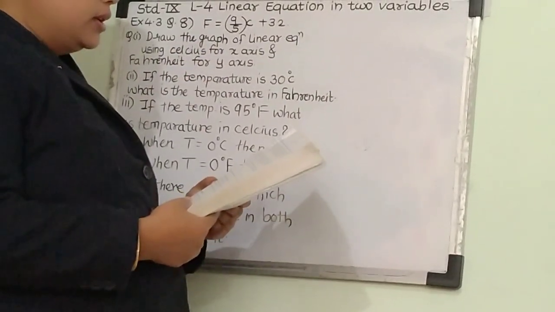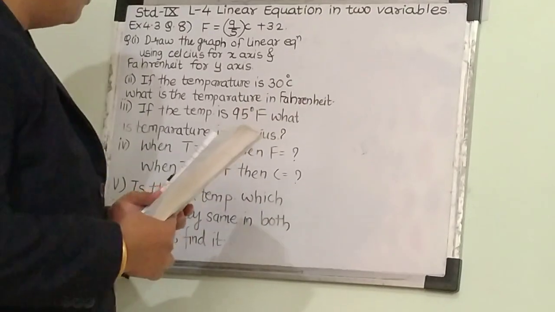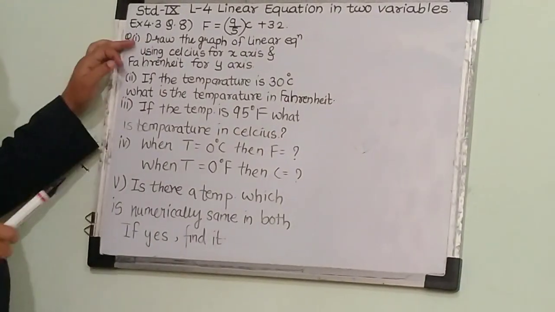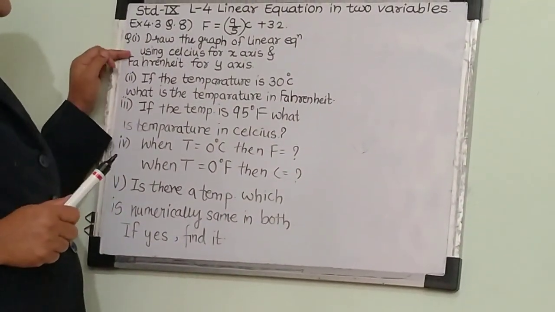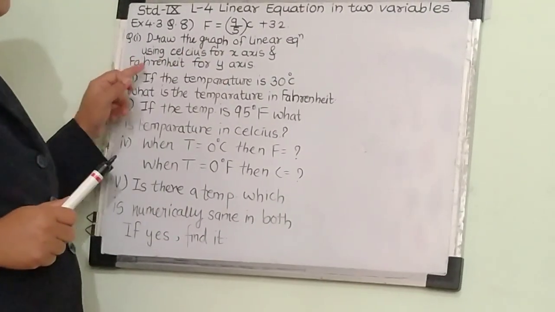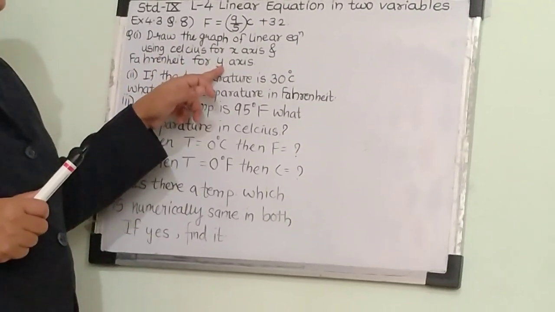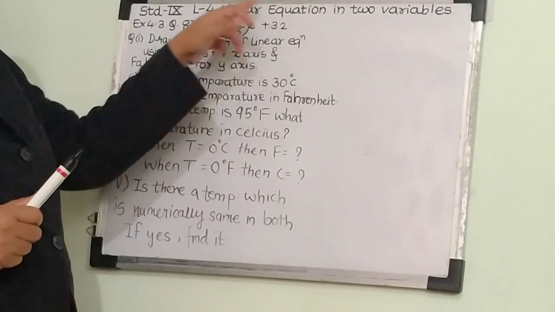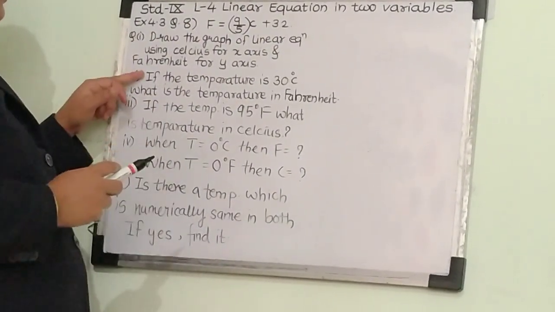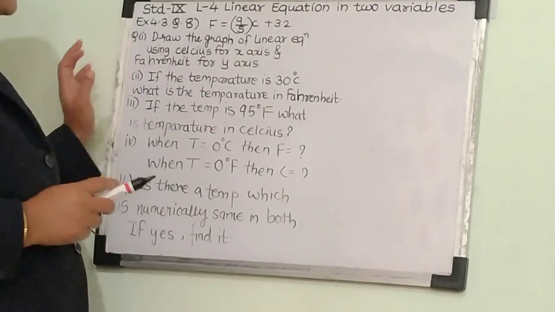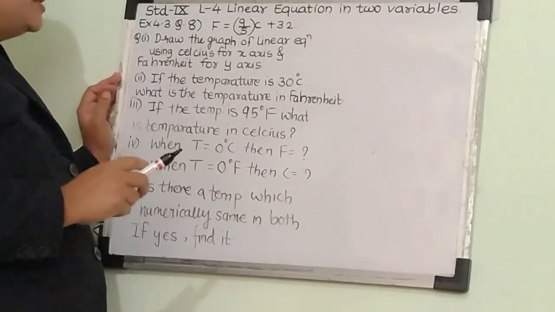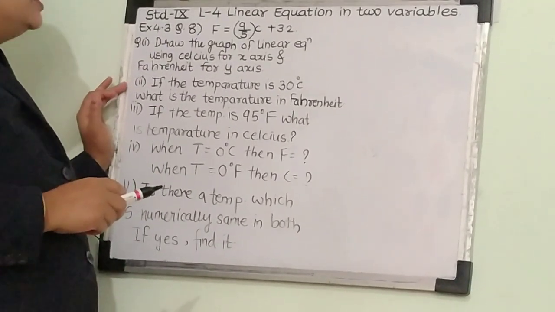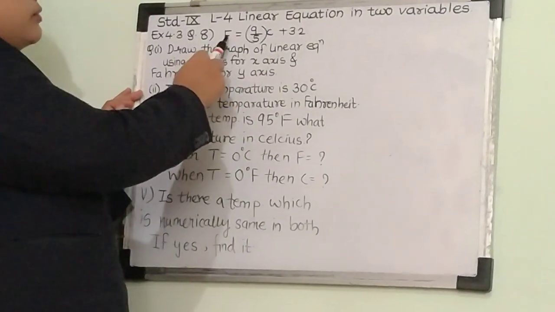Then we have 5 questions here. Let us see which are they. First, draw the graph of the linear equation using Celsius for the x-axis and Fahrenheit for the y-axis. So here we have to draw the graph of this equation. Then, if the temperature is 30 degrees Celsius, we have to find the temperature in Fahrenheit by using this formula.